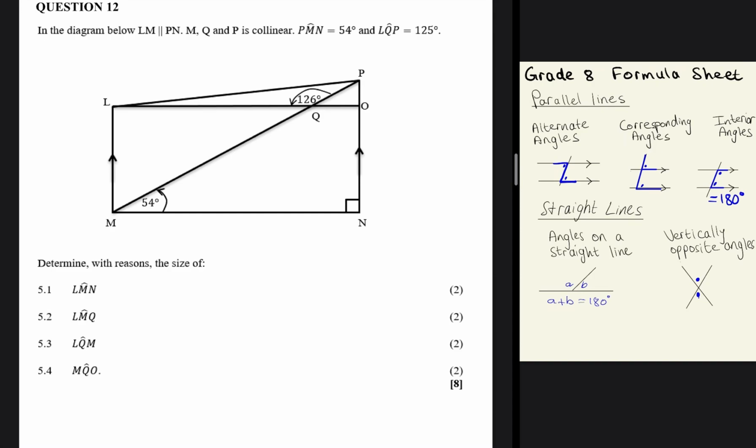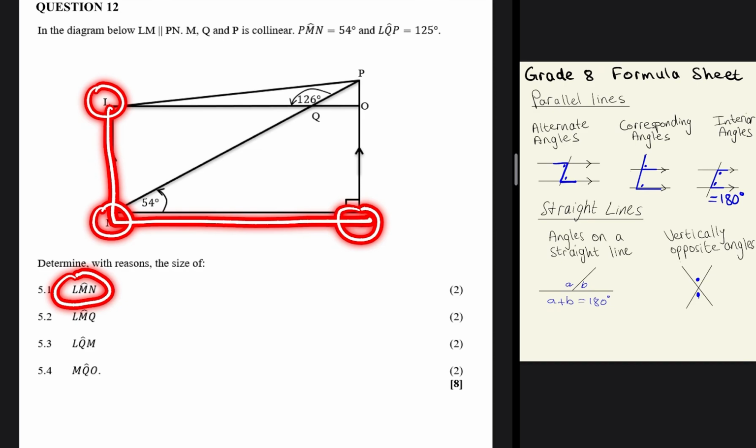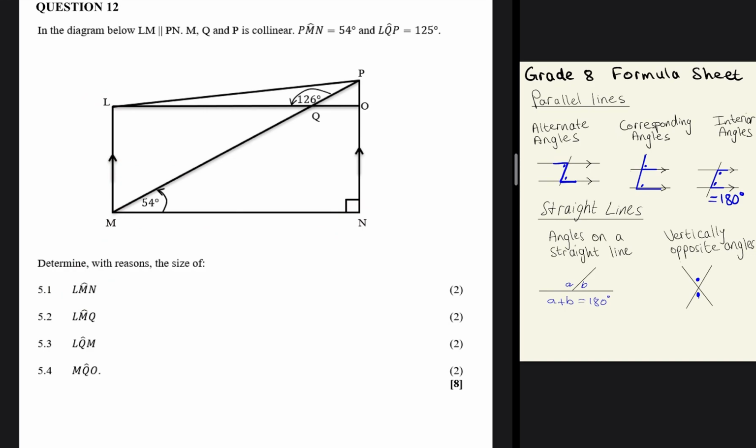Firstly, let's see what they are asking us. Determine, very important, with reasons, the size of LMN. There's L, there's M, and there's N. So if we connect that, we're talking about this angle over here. So what is that angle? Let's work it out. I'm just going to draw it like this. So this is the whole angle that we're looking for. That's the angle we have to work out.